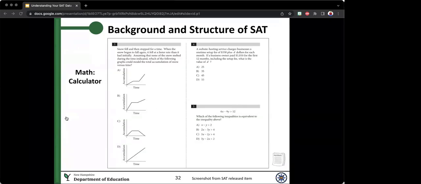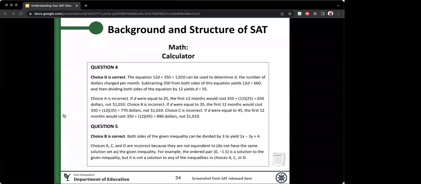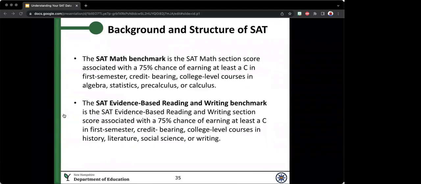And then here's what the calculator portion looks like. Very similar to the non, except kids get to use the calculator. And then here is just some information about the correct answers from that previous slide. So I just wanted you to have these. I'm sure we could spend the whole hour on these, but we're going to move on.